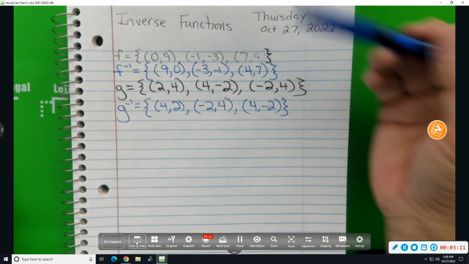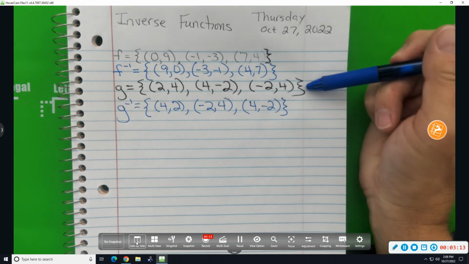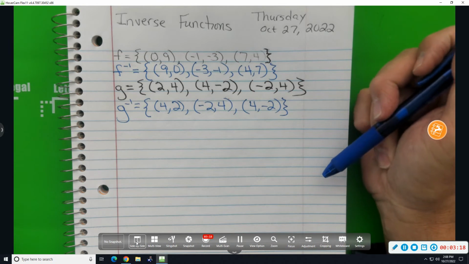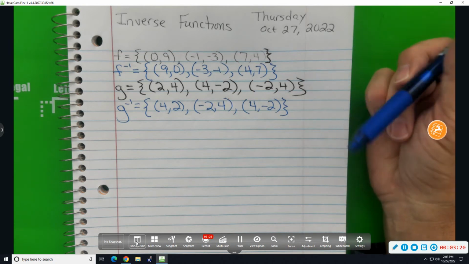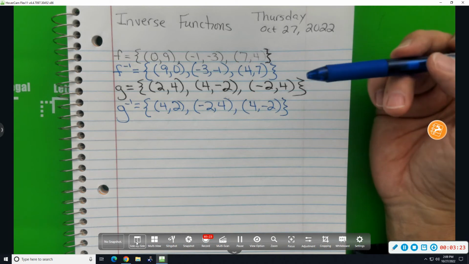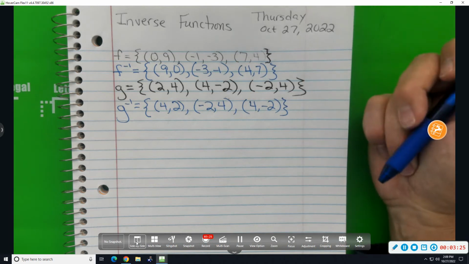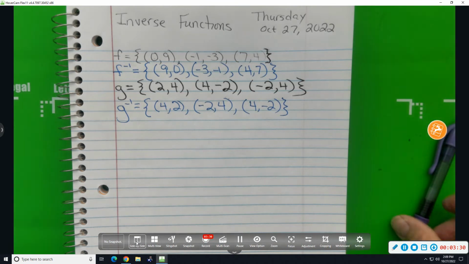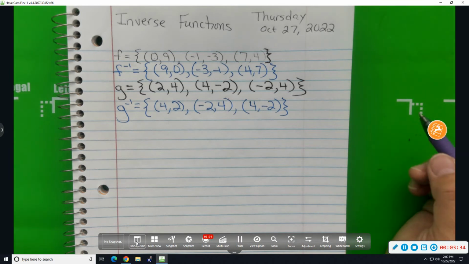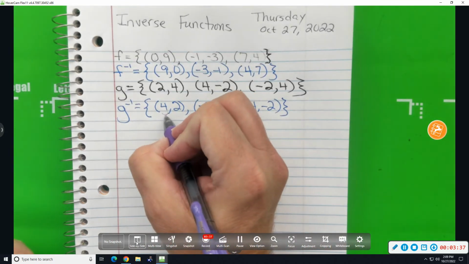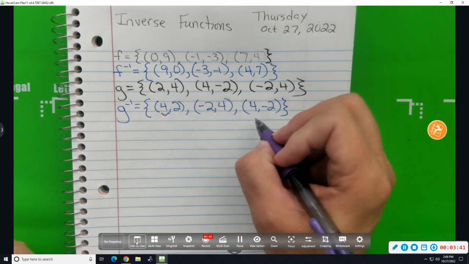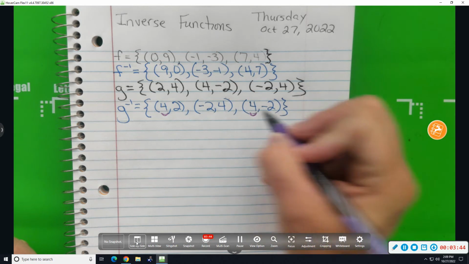We started off with two functions, f and g. We created their inverses. I claim one of those inverses is not a function. Even though the original expression was a function, one of these inverses is not a function. Look at g inverse. Remember we said a function can't have repeated x's. Right there, we have 4 being assigned to 2 and 4 being assigned to -2.